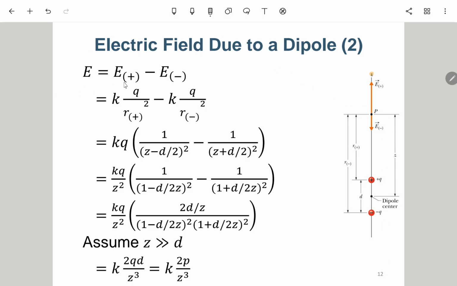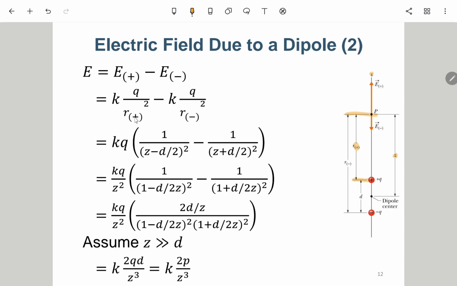So here E will be E plus minus E minus. E plus is the E field generated by the positive charge, and E minus is the E field generated by the negative charge. E plus will be k times Q, since we have a plus Q here and a negative Q here, so k times plus Q over r plus squared. What is r plus? It is the distance from this positive charge to the point P, where z starts from the middle point.